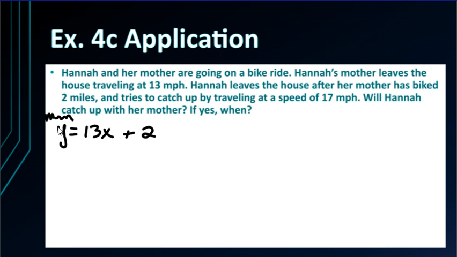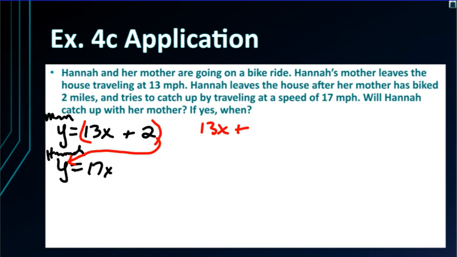And Hannah tries to catch up by traveling at a speed of 17 miles per hour. So that'd be 17x. So we'll just say this is Hannah. Will Hannah catch up with her mother? If yes, when would that be? Since they both equal y, I can substitute them in for y. So I have 13x plus 2 equals 17x.